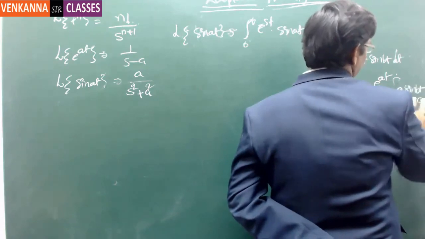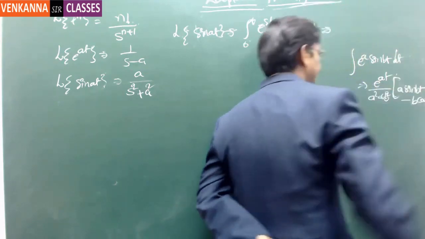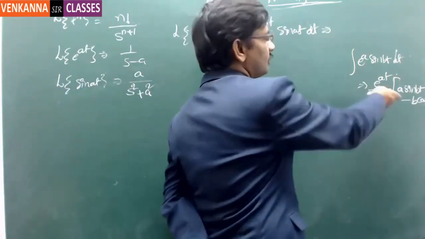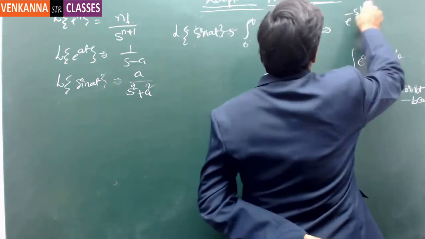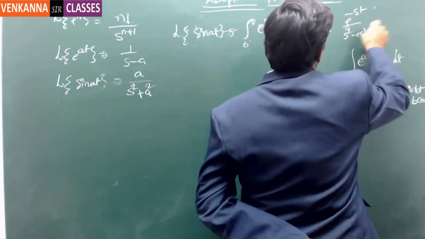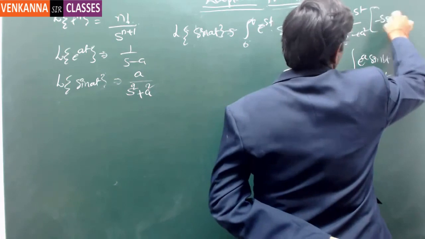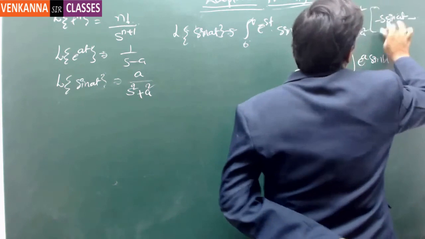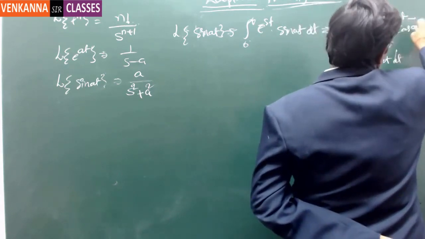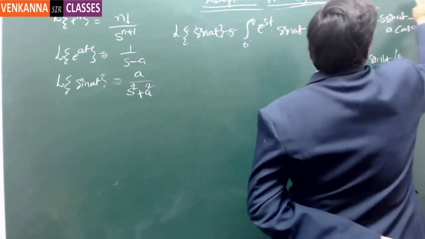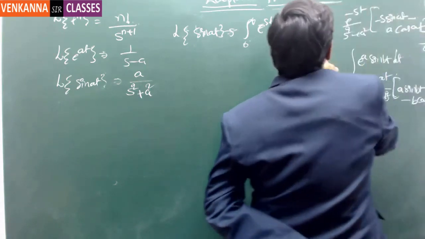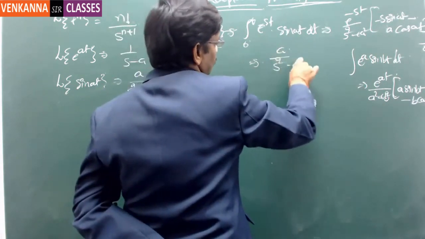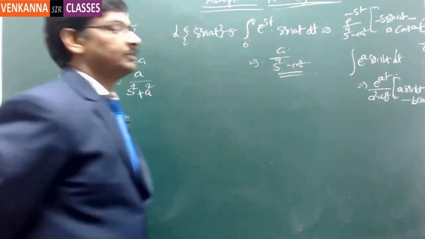Sin bt minus b cos bt. This is the fact, so you need to apply that formula and then find out. The limits you need to substitute in this. So this is e power minus st divided by s square plus a square into minus s into sin at, minus a into cos at. You need to apply the limits 0 to infinity. This will simplify to a by s square plus a square. That's it. This is the Laplace transform.